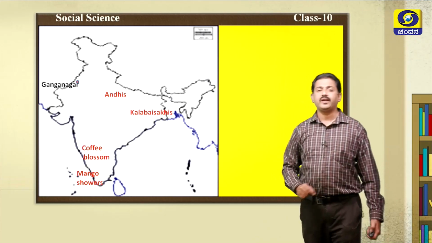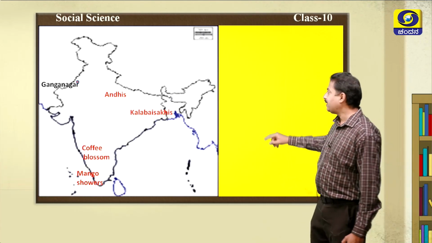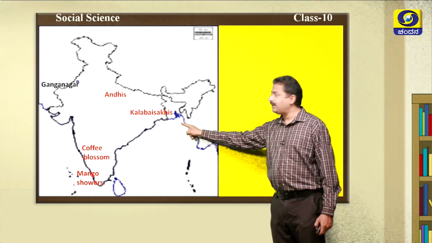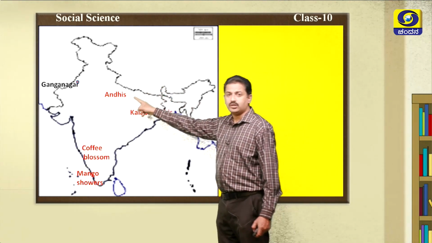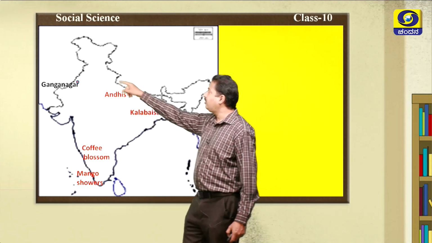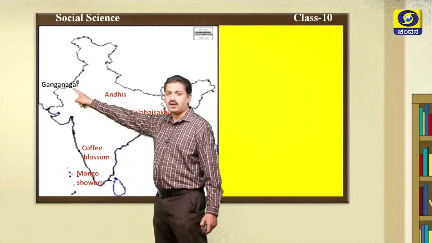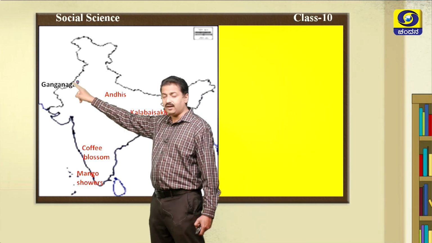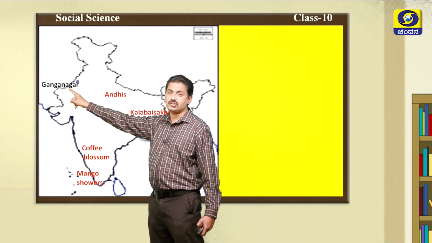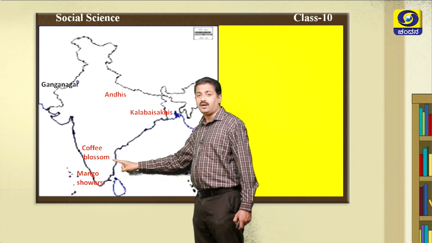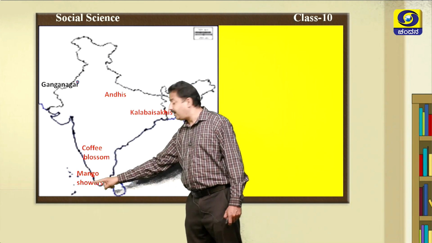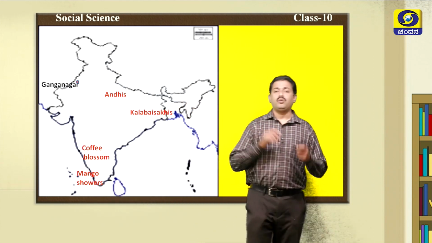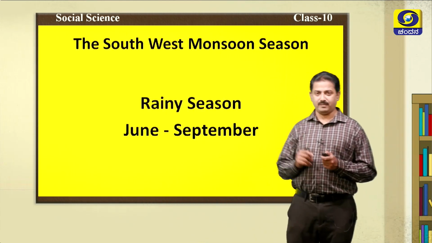Now, I locate the places on the map. Dear students, here you are seeing West Bengal, Kala Baisakhi, and here in Uttar Pradesh on this, and this is Ganganagar in Rajasthan, the highest temperature in India 49.4 degrees Celsius. Likewise, here in Karnataka, coffee blossoms, and in Kerala it is mango showers. This is what, dear students, you will have to keep it in mind.